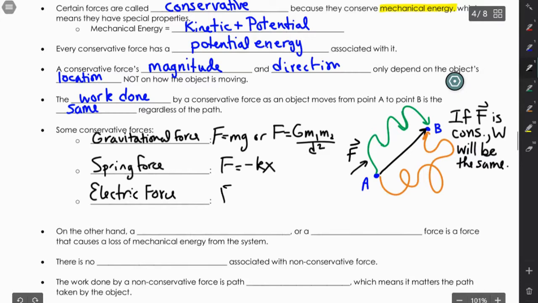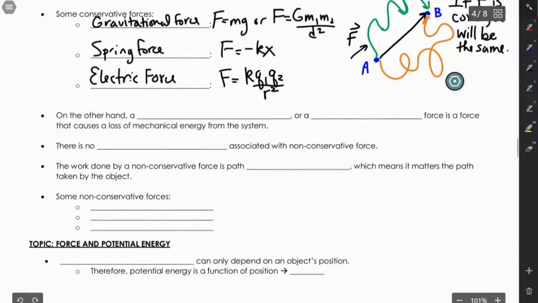We've already talked about the spring force, and we'll talk about the gravitational force. Sorry, I forgot to finish out the electric force. But we'll see that they all have potential energies associated with them in some way.